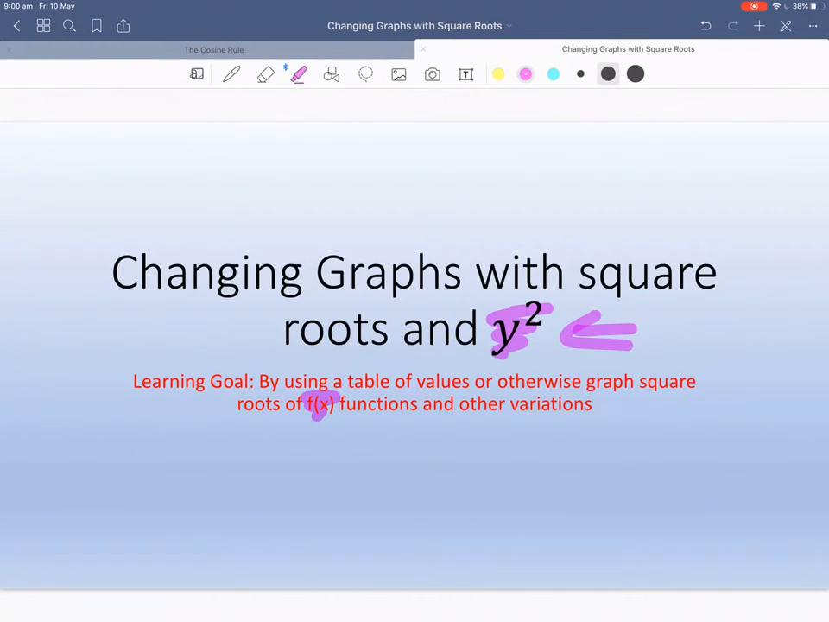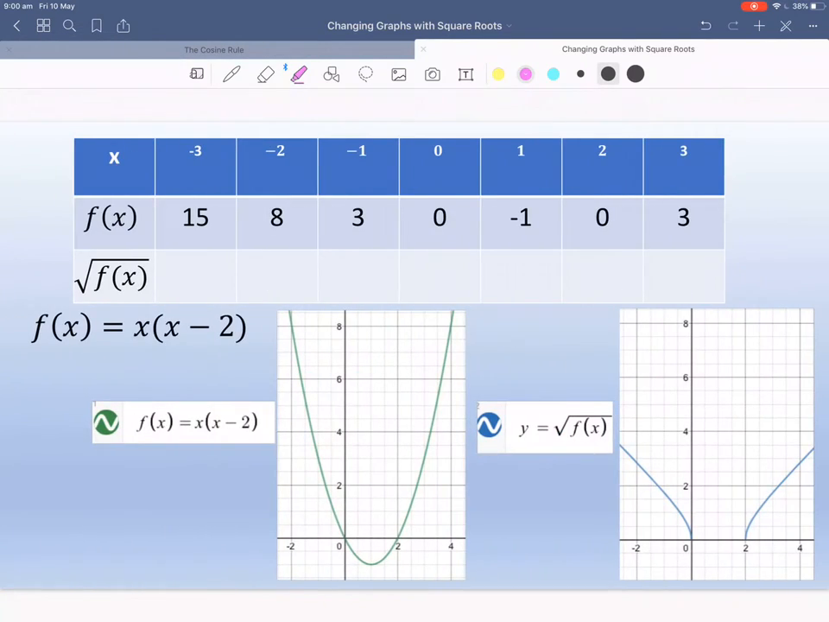So let's get straight to it. If you watched the last video, you would have seen how we got these tables of values, but really that's going back to year 8, okay? So we just substituted our x values into f of x and we get our values out. Now, what does square root do? Well, simply, all we have to do is square root the numbers of f of x.